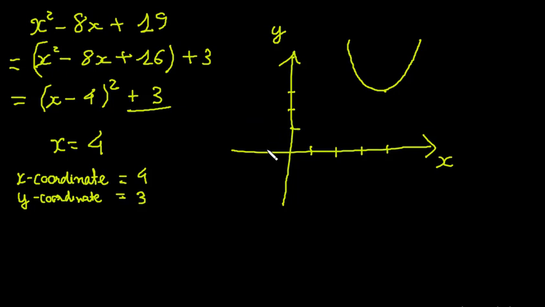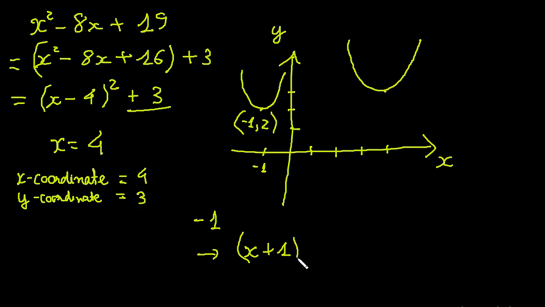Now what if I have a parabola here, and we know that the vertex is (minus 1, 2)? What is the equation of this one? From the graph, we'll find the equation. We know that x equals minus 1, so the square form will be (x plus 1) squared. Because this one moves up the y-axis by 2, we plus 2. That's how we can find the graph of a quadratic equation, and from the graph of a quadratic equation, we know the equation.